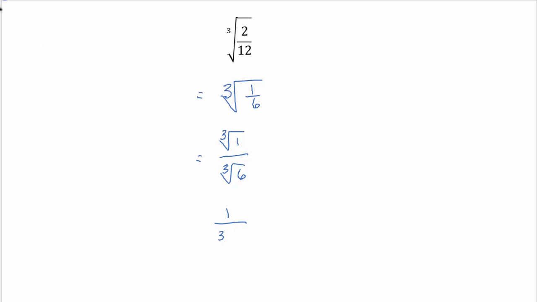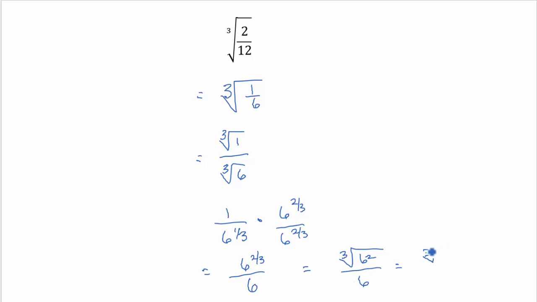But that cube root of 6 is the same thing as 6 to the 1/3 power. I'm going to need to multiply it times 6 to the 2/3 power over 6 to the 2/3 power, which is just 1. But this way, when I multiply these denominators together, I'm going to get 6 to the first power. So 6 to the 2/3 over 6. And I can rewrite that as the cube root of 6 squared over 6, which is the cube root of 36 over 6. This is a correct answer. You can't leave it with a radical in the denominator.